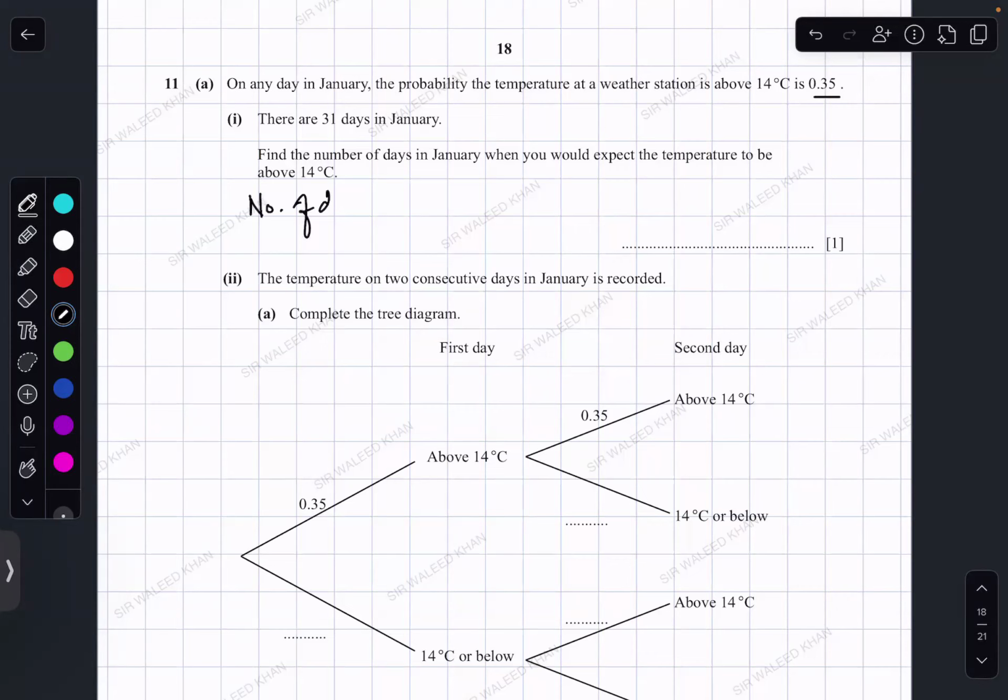Number of days. Whenever they ask you about number of times and number of days, number of things, and they have given you the probability, you just multiply the probability in this case with the total number of days.